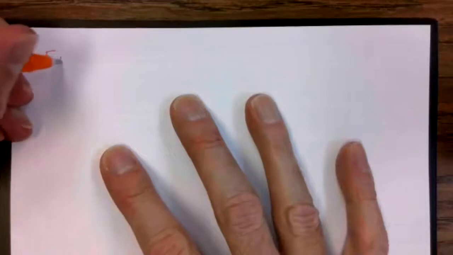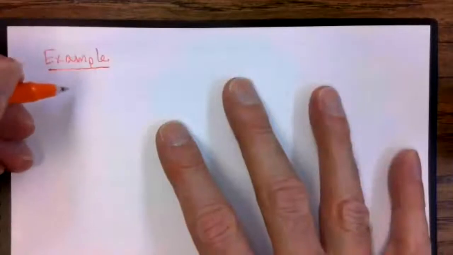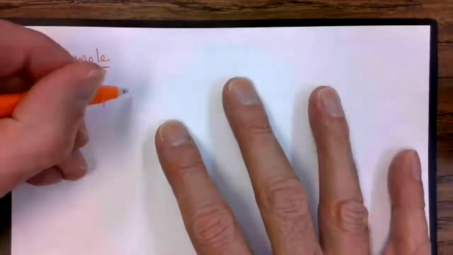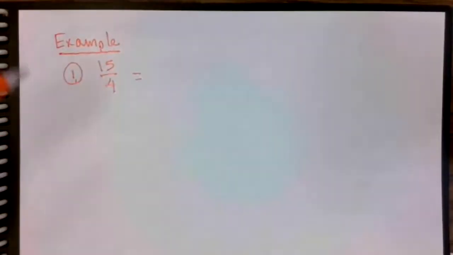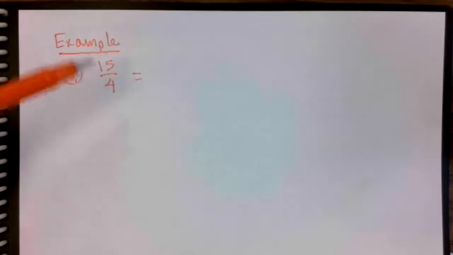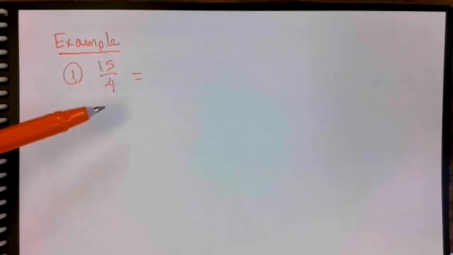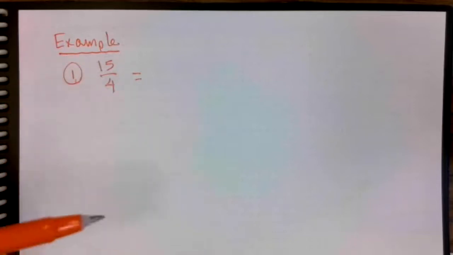Okay, so let's look at a quick example here. Let me look at this improper fraction, 15 over 4. Okay, now you guys probably already know how to do this, but remember, as a teacher, you've got to break things down, okay? You can't rely on a student in your class already knowing how to do this. Okay, but just for practice, how do I write the equivalent mixed number?